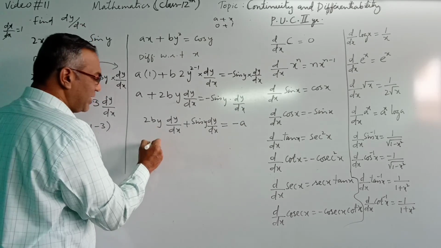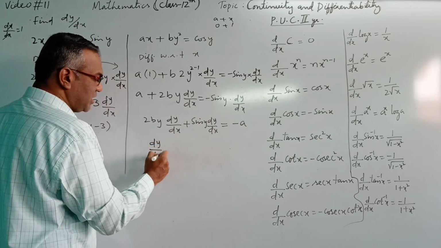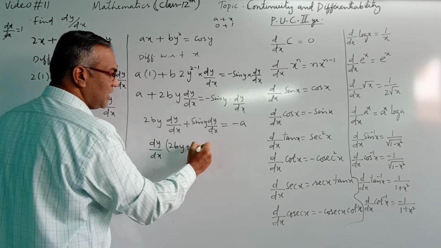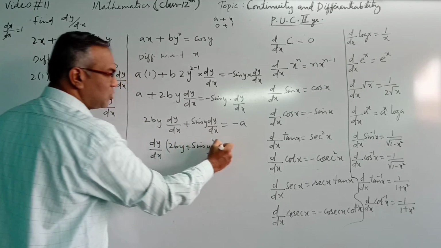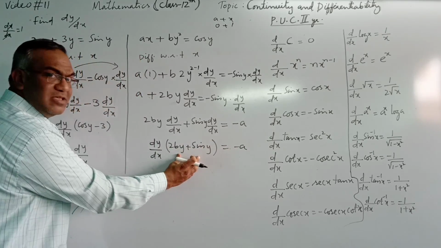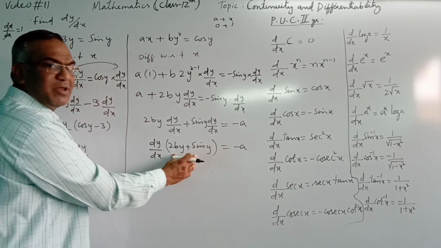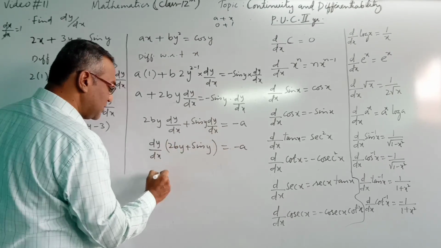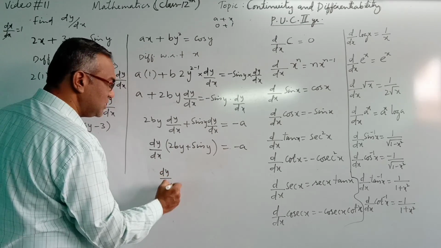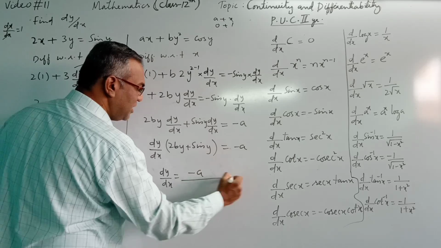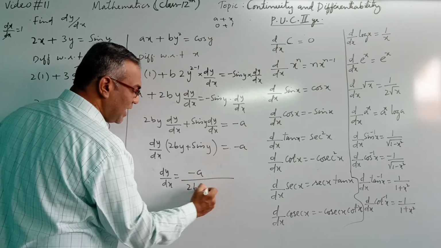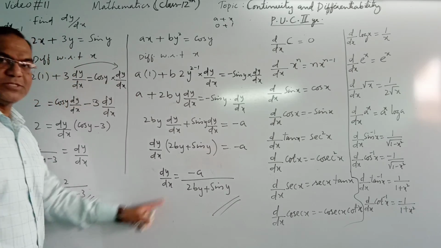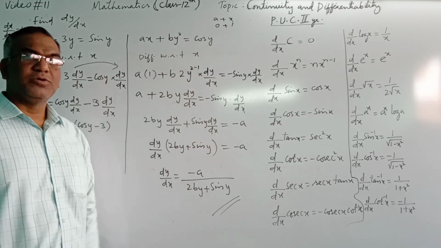Now take dy by dx common here. Dy by dx is taken common. What is left here? 2by plus sine y is equal to minus a. Now transfer 2by plus sine y to the right hand side. It's a multiplication, it will go in divide. So that will become dy by dx is equal to minus a divided by 2by plus sine y. This is the final answer. This is how we solved it.